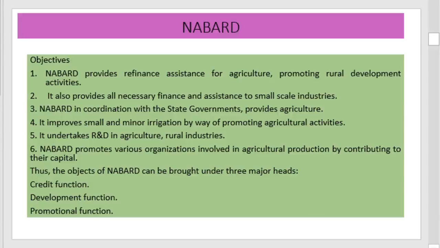Thus, the objectives can be broadly classified as credit function, development function, and promotional functions. That is, they provide refinancing and financing facilities, they coordinate with the state government and provide agricultural finance, they improve small and minor irrigation, undertake research and development in agriculture, and promote various organizations involved in agricultural production. Therefore, the objectives of Nabard can be classified under three heads: credit function, development function, and promotional functions.